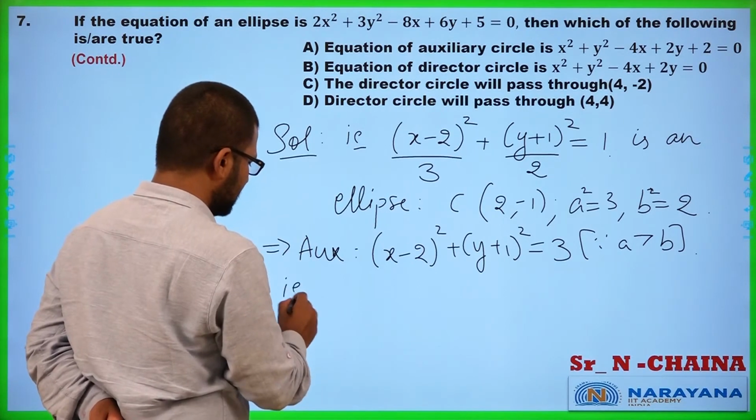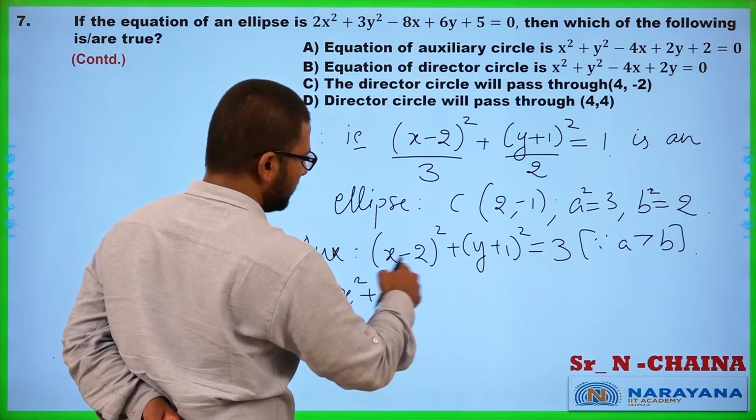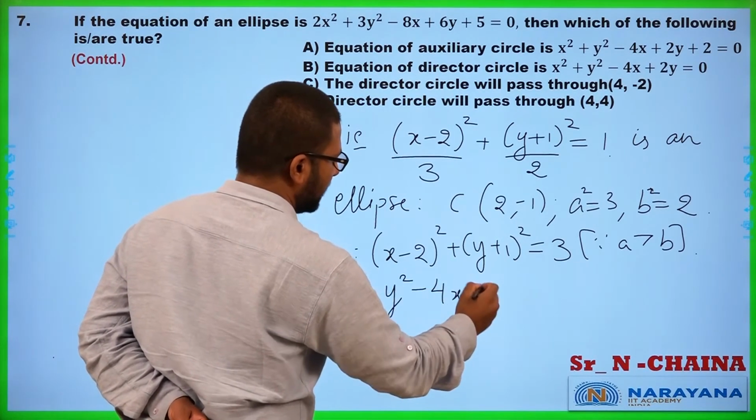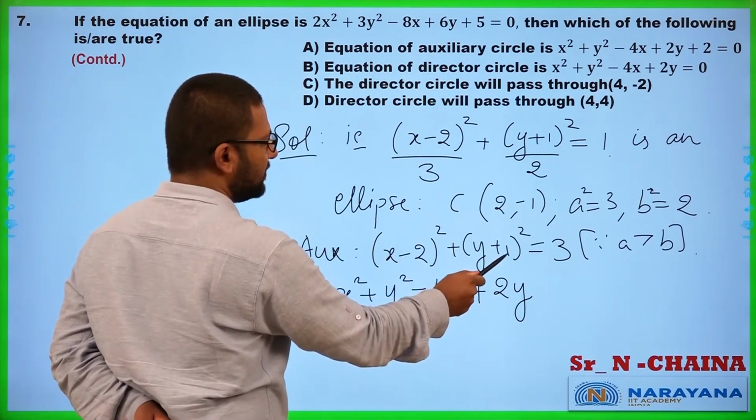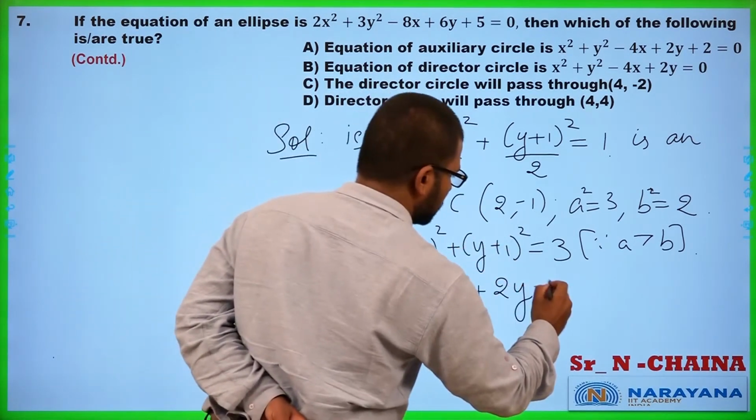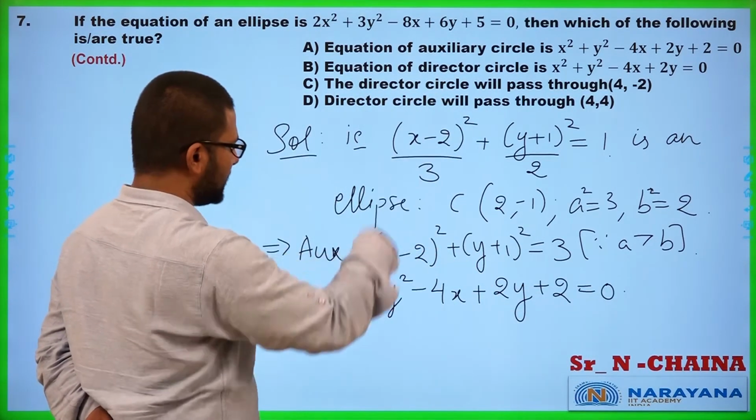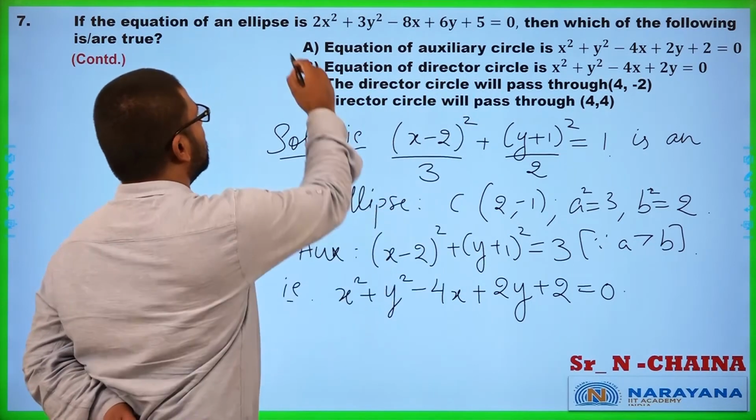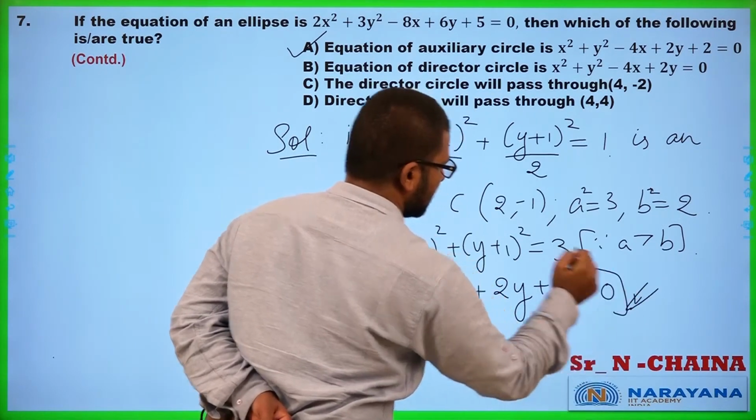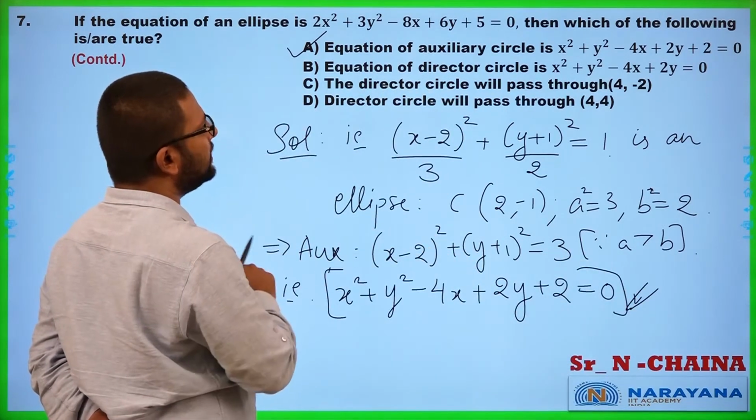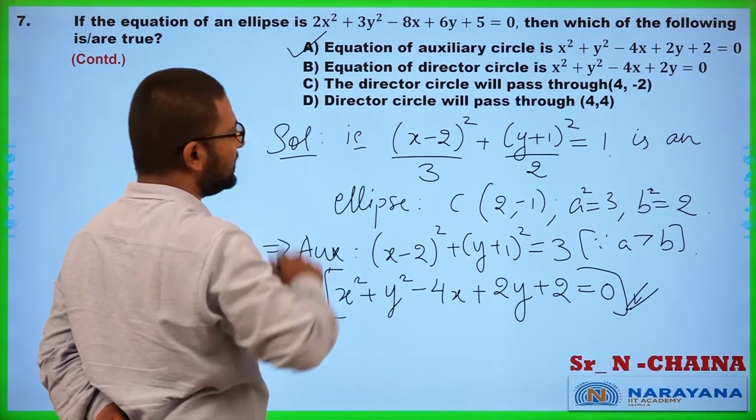Let us simplify that. That will come out to be x² + y², from here minus 4x, from here plus 2y, 4 plus 1 is 5, and then you bring the 3 here, so plus 2 equal to 0. x² + y² - 4x + 2y + 2 = 0. Option A is there, correct? So this is correct. Alright, but that is not done because it says 'is or are true', which means more than one option. So we also need to check the director circle.